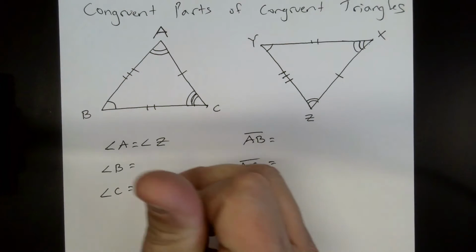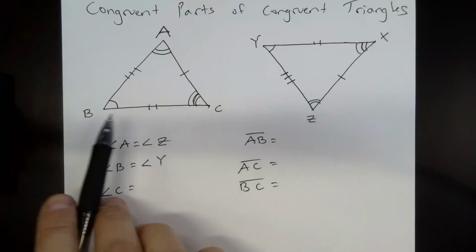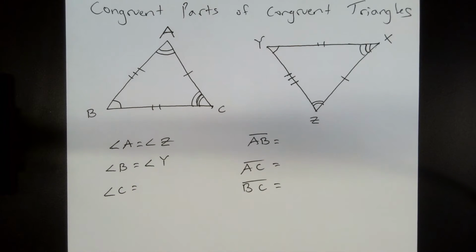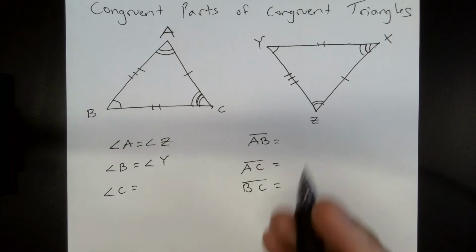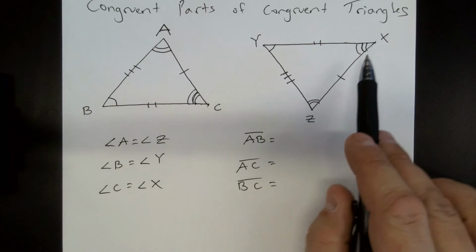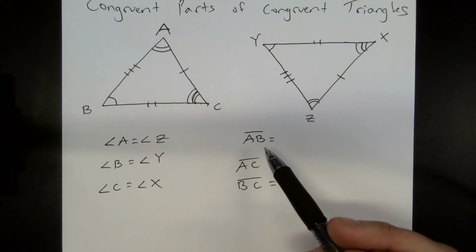Angle B is congruent to angle Y, because angle B has 1 line, angle Y has 1 line. And angle C is congruent to angle X, because angle C has 3 lines, angle X has 3 lines. And that's how you register if angles are congruent, by those little curved lines inside of the angle. So 1 line is congruent to 1 line, and so on. The same thing happens over here.